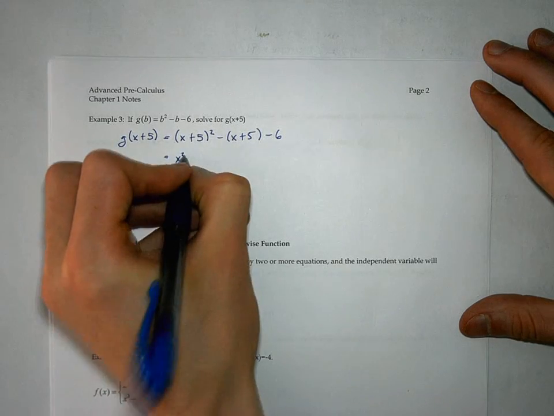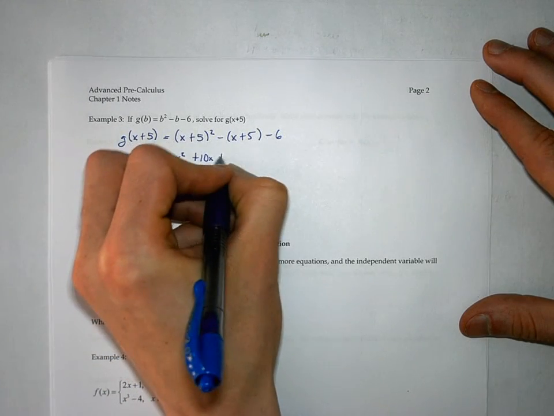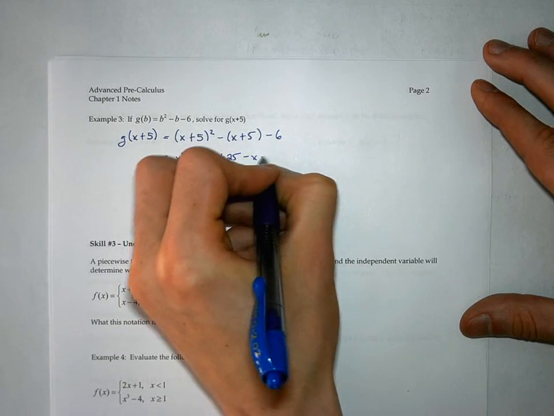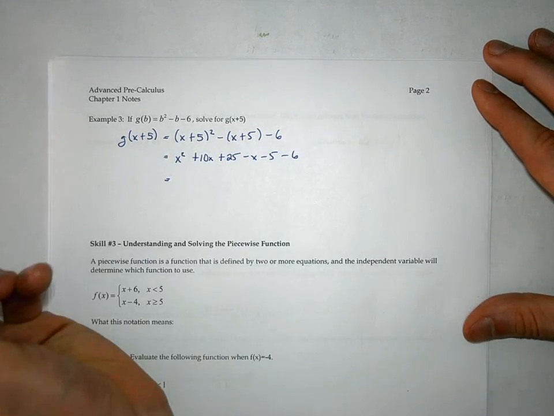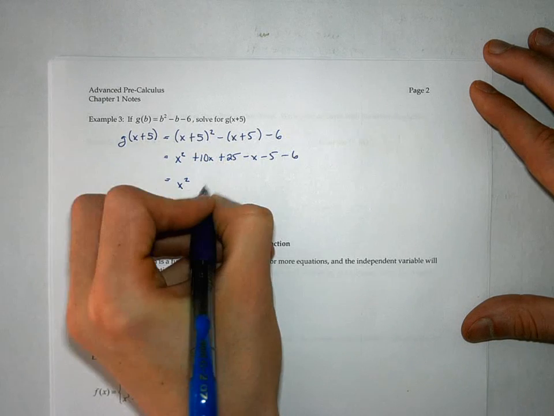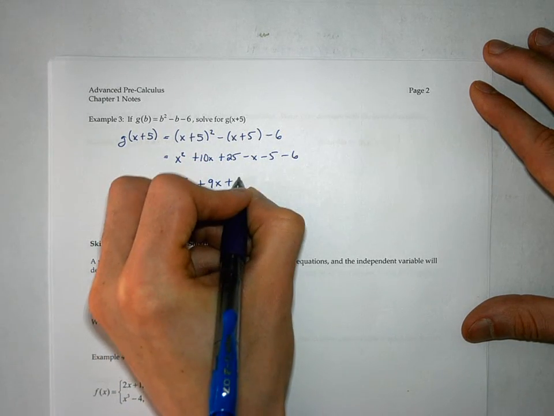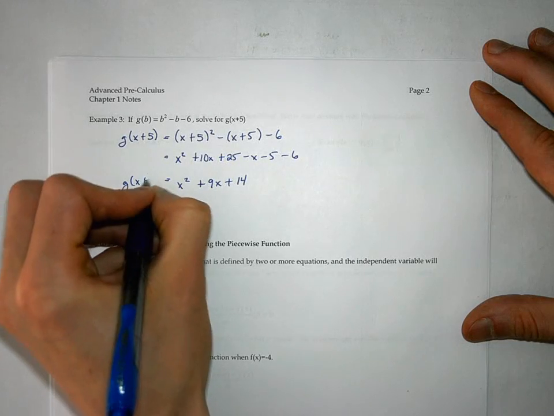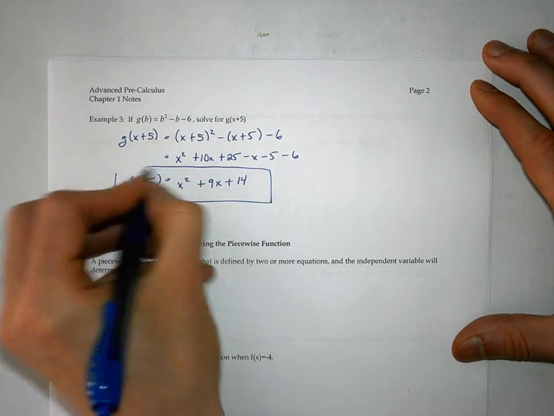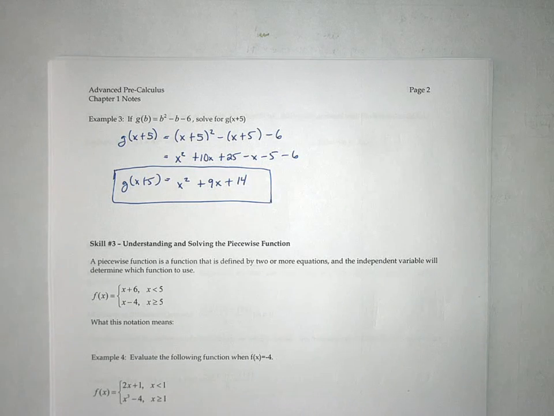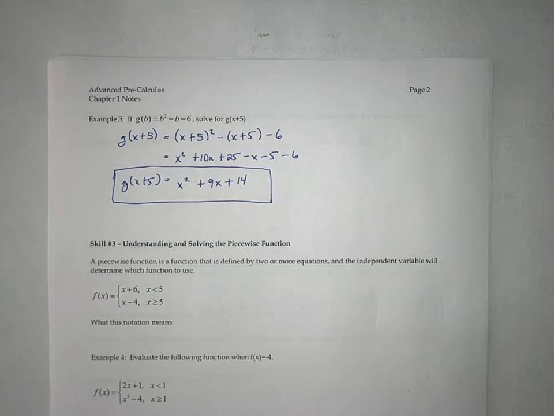(x plus 5) squared, if we FOIL that out, is x squared plus 10x plus 25. We'll distribute our negative in. And then we'll combine our like terms. So x squared plus 9x plus 14. So g of x plus 5 is equal to x squared plus 9x plus 14. So what that's saying is if I plug x plus 5 into my function as my input, my output then is x squared plus 9x plus 14.